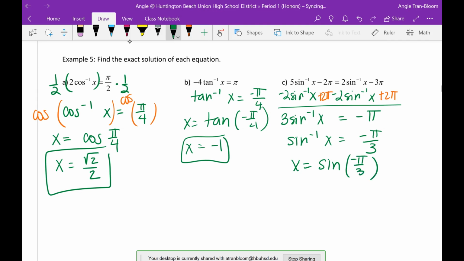Do we have an answer? What's the answer? In quad 4, so negative rad 3 over 2. Okay, anyone disagree with that? All right, go ahead and grab a book, start your homework.